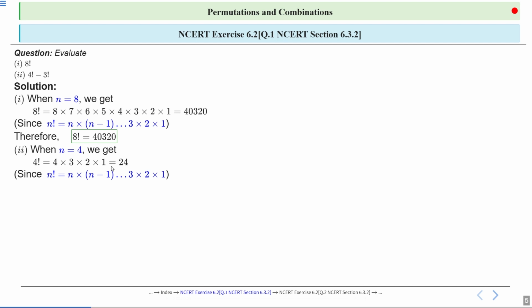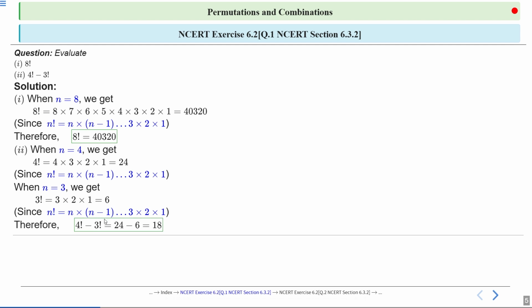Now let's look at the second part of this question. So when n is equal to 4, then we get 4 factorial. So 4 factorial means multiplying from 4 to 1, and its value will be 24, since we know the formula n factorial is equal to n times n minus 1 times dot dot 3 into 2 into 1. Then let's calculate 3 factorial. Take here n is equal to 3, then we get 3 factorial. This is equal to 3 into 2 into 1 is equal to 6.